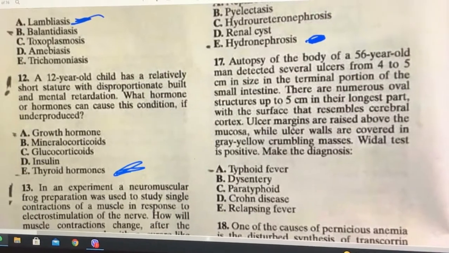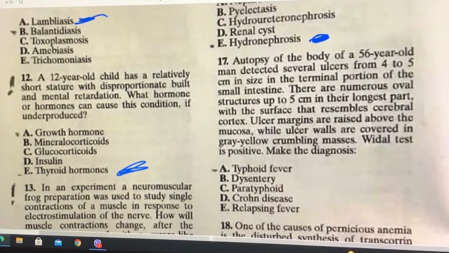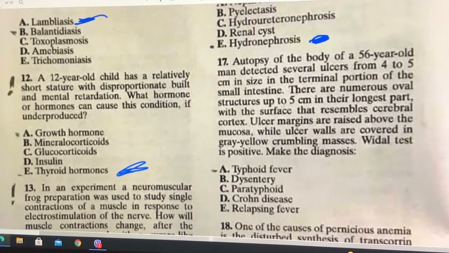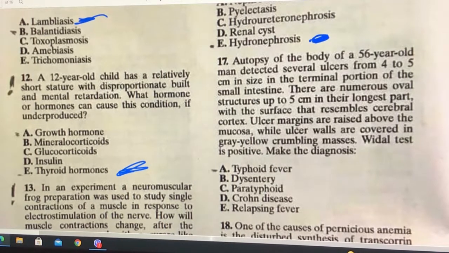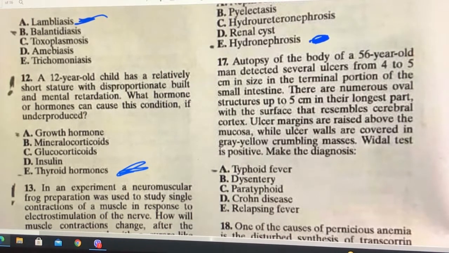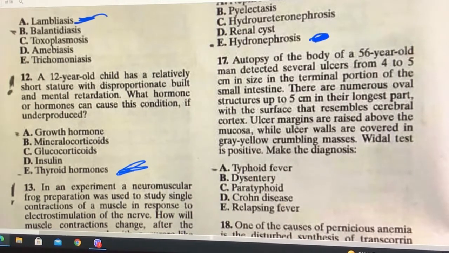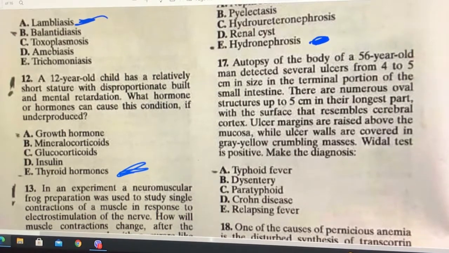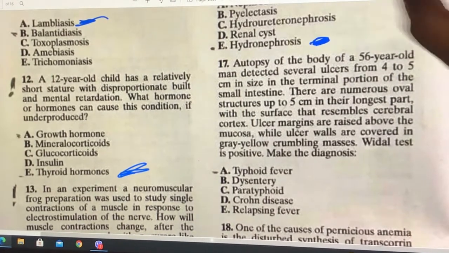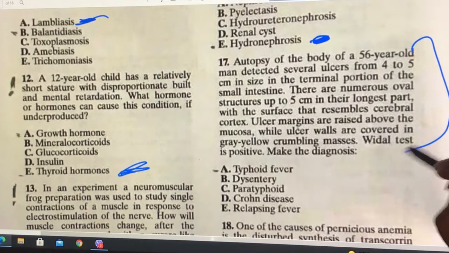Question number 17. Autopsy of the body of a 56-year-old man detected several ulcers from 4 to 5 cm in size. In the terminal portion of the small intestine, there are numerous oval structures up to 5 cm in their longest part, with a surface that resembles cerebral cortex. Ulcer margins are raised above the mucosa, while ulcer walls are covered in grey-yellow crumbling masses. Vidal test is positive.